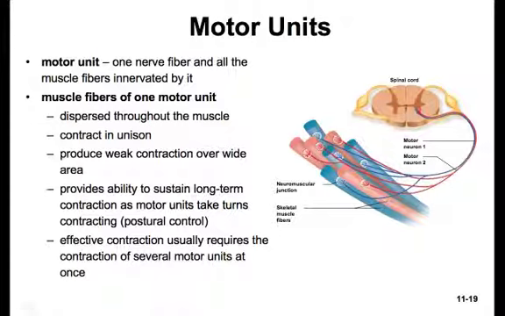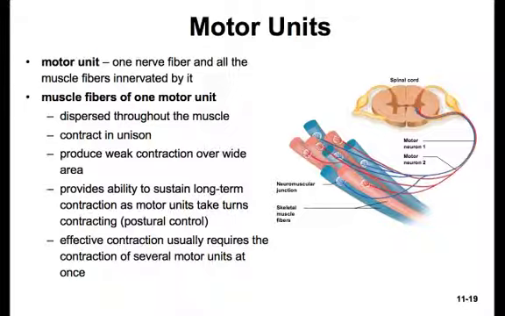The muscle fibers that are innervated by one motor neuron will all contract in unison and produce a weak contraction over a wide area. This provides the ability to sustain long-term contraction as motor units take turns contracting. So the blue ones might be in contraction while they're relaxing, the red ones are in contraction. This allows sustained contraction of muscle that will help us in our general postural control.